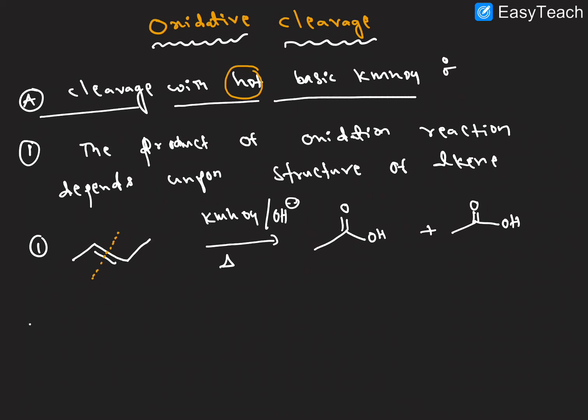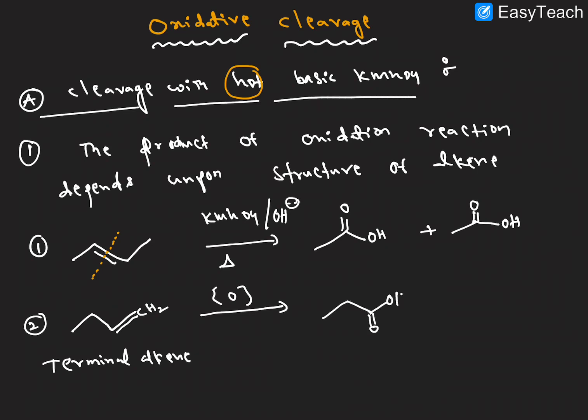Let's say a second example here. Here we can take a terminal alkene. This is the terminal alkene, where the CH2 is present at the terminal of the alkene. So this is called a terminal alkene. Oxidation takes place here. So what is happening here?